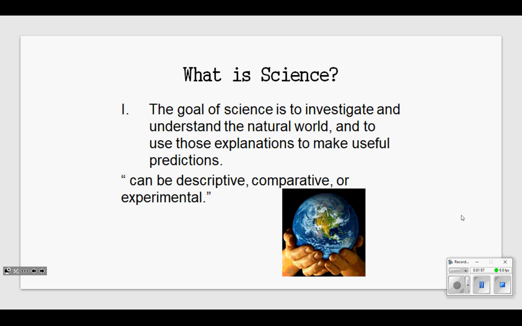So what is science? The goal of any science is to investigate and understand the natural world around you. And that's what I love so much about it, is there's so many things to have questions about and be curious about. And you want an explanation for why is the sky blue, or why does this work that way, or how do plants grow, and all these other things. And then you want to make useful predictions like, hey, is a tornado coming my way? Or what will the temperature be like tomorrow? You want those kind of things, and that's what science is all about.